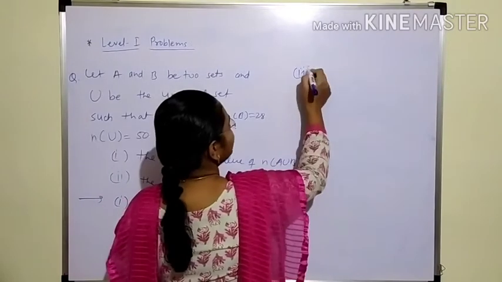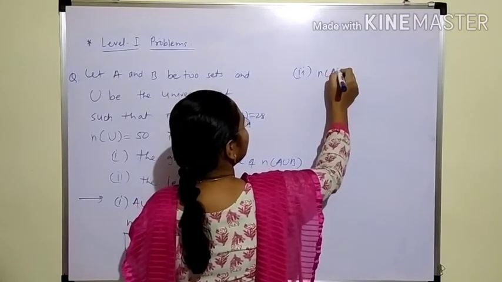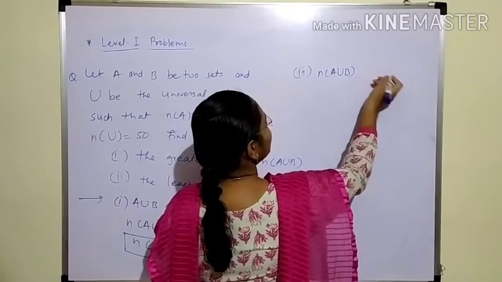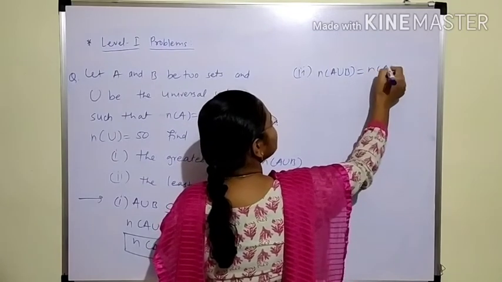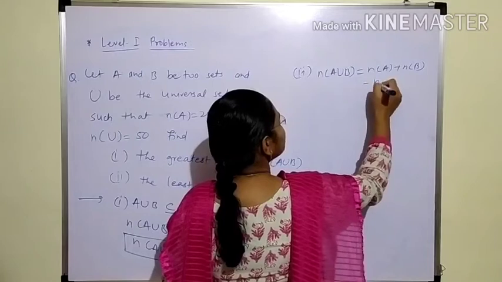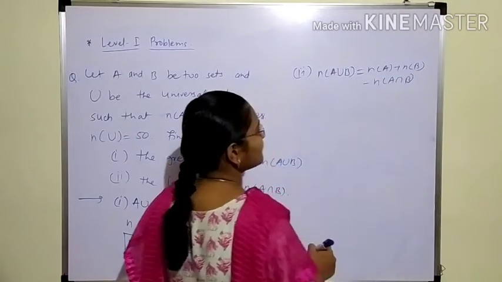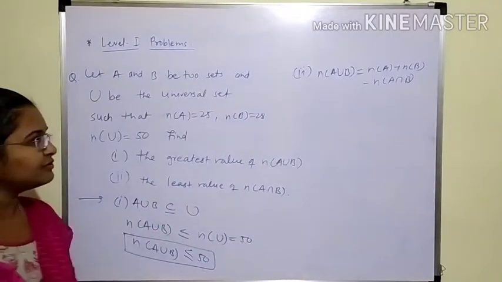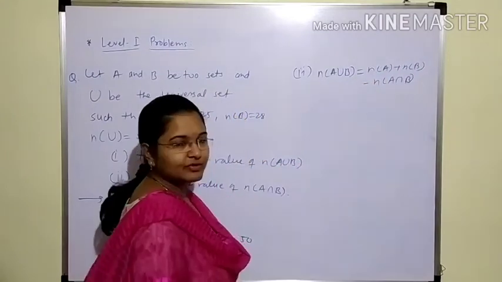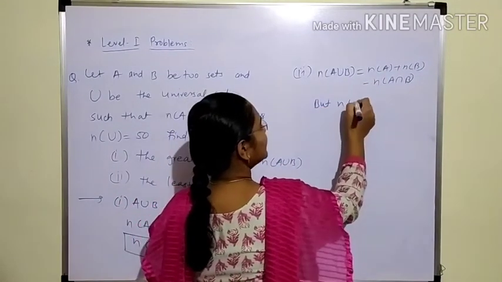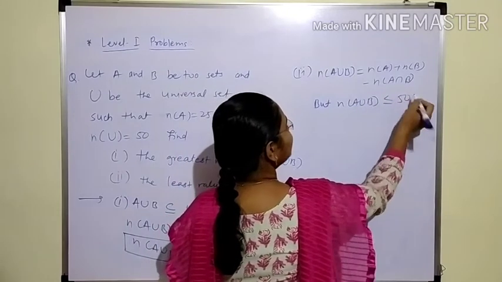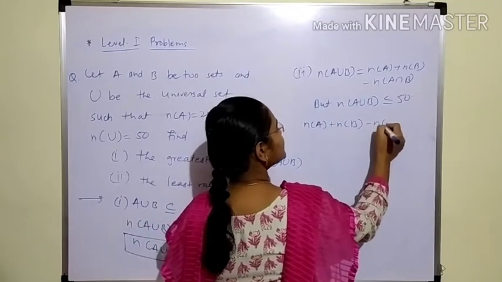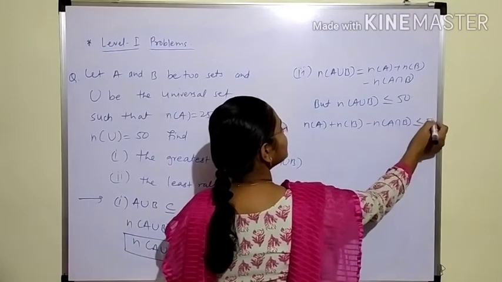For this, we should know the formula: the number of elements in A union B equals the number of elements in A plus the number of elements in B minus the number of elements in A intersection B. So if this is equal to this, and this is less than or equal to 50, then this quantity is also less than or equal to 50. So the number of elements in A plus the number of elements in B minus the number of elements in A intersection B is less than or equal to 50.